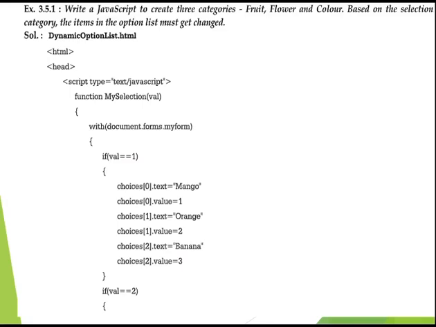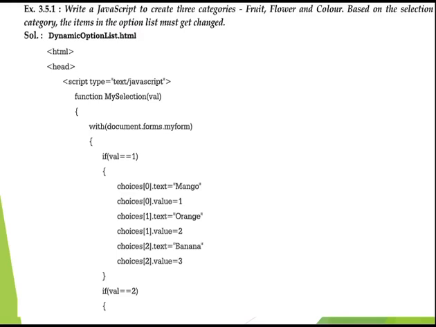document.forms.myForm. The val argument we have passed over there, you are giving the value over here. If val is equal to 1, that is, we are taking three categories, right? That is fruits, flowers, and colors. So if val is equal to 1, then your choices will be of fruit.